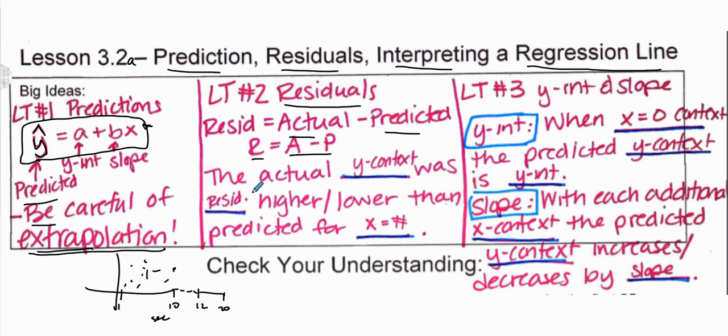So if you have a residual that's positive, that means the actual value is larger than the predicted value. So the actual value in context was higher than the predicted value for whatever value you're looking at. If you have a negative value, obviously the predicted value is going to be greater than the actual, so the actual value was lower than predicted if it's going to be negative. So just think about this when you're going through and doing that.